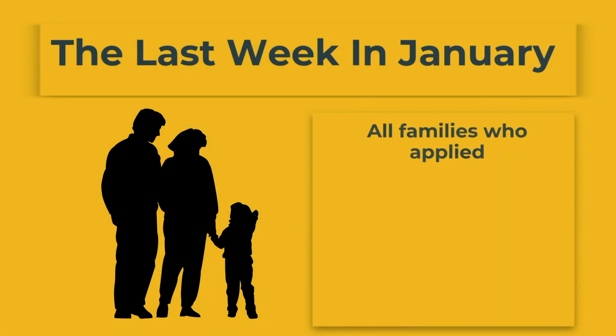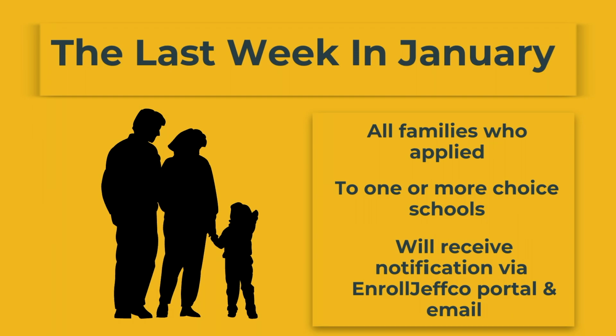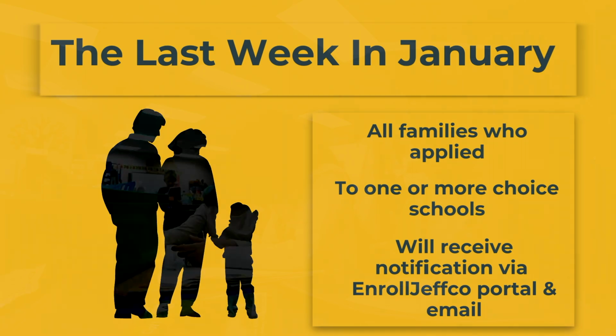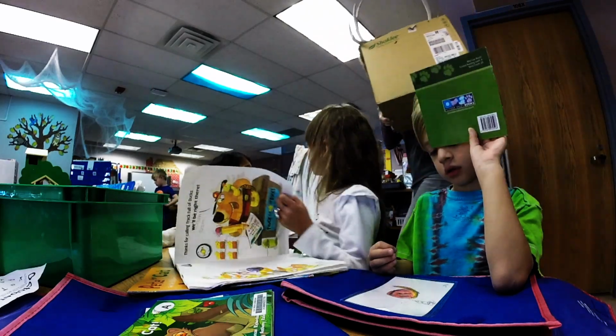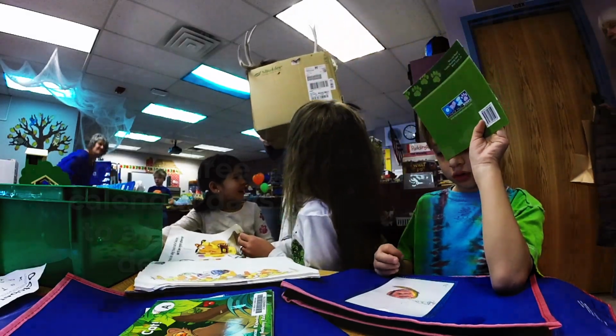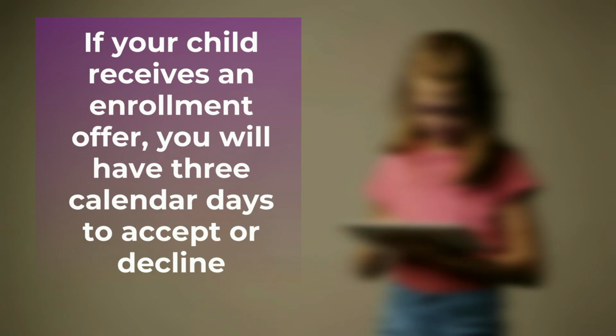The last week in January, all families who applied to one or more choice schools will receive notification via the EnrollJeffco portal and email. These notifications will let families know if the school has a spot for your child, or if your child has been placed on the wait list. If your child receives an enrollment offer, you will have 3 calendar days to either accept the offer or decline it.